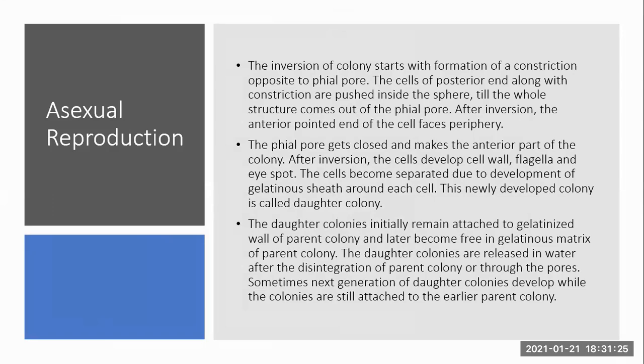After inversion, the cells develop a cell wall, flagella, and eye spot. The cells become separated due to the development of a gelatinous sheath around each cell. This newly developed colony is called a daughter colony.